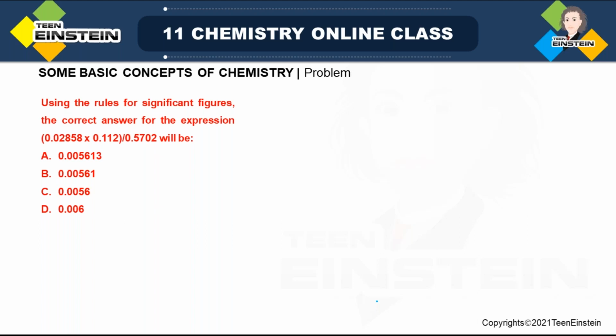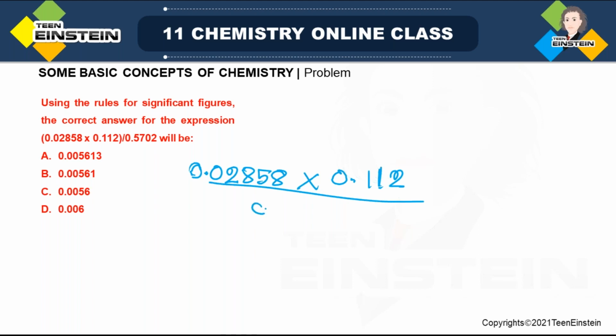We have a problem here which is related to significant figures. Using the rules of significant figures, an expression is given. You have to find the correct answer for that expression. Here we write 0.0285, multiplied by 0.112, and then divided by 0.5702. Okay, now when you do this calculation, you will get the value.